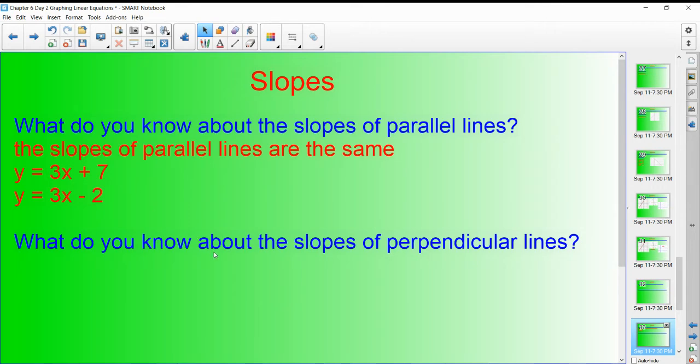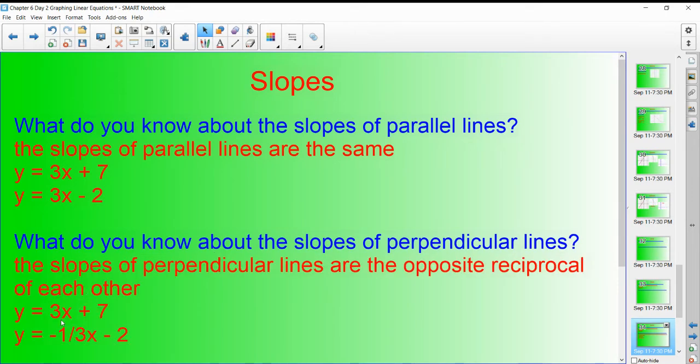Now, perpendicular lines meet once at a 90-degree angle, at a right angle, and their slopes are opposite reciprocals of each other. So if I have 3, I take the reciprocal and make it the opposite sign, so negative 1/3. Now here, the y-intercept doesn't matter in any of them. Just by looking at the slope, I can tell whether the lines are perpendicular, I can tell the lines are parallel, and then in most cases the lines are neither perpendicular nor parallel, they just touch once.